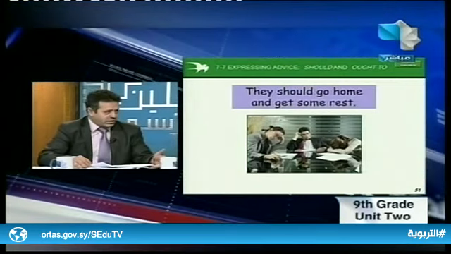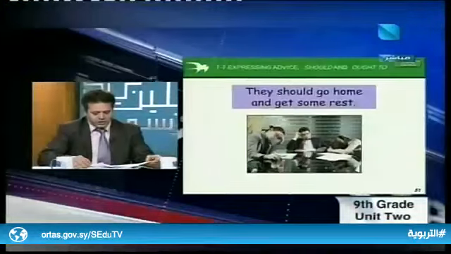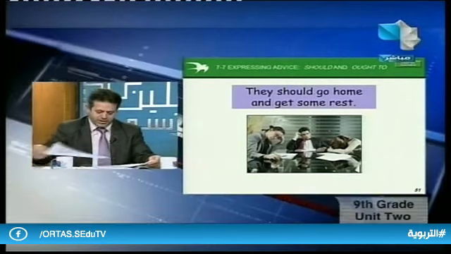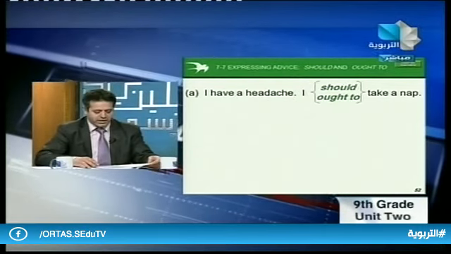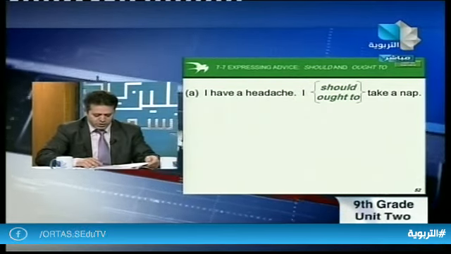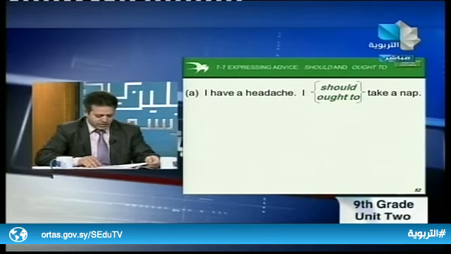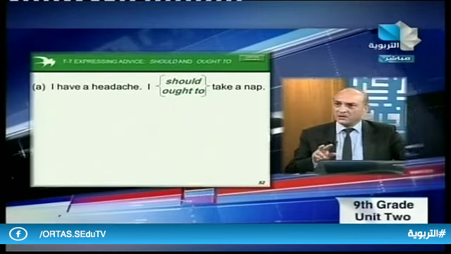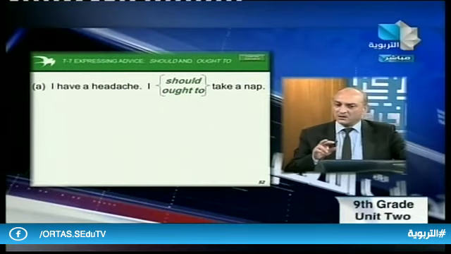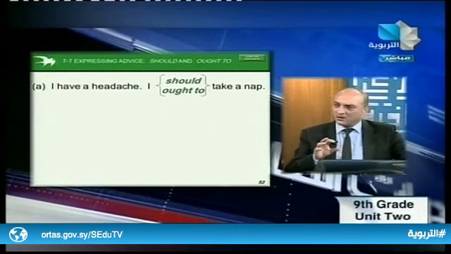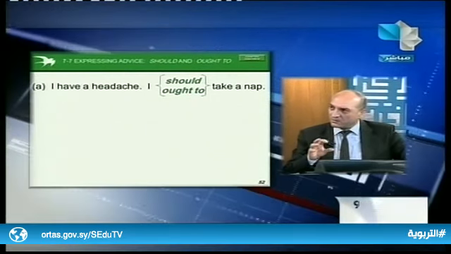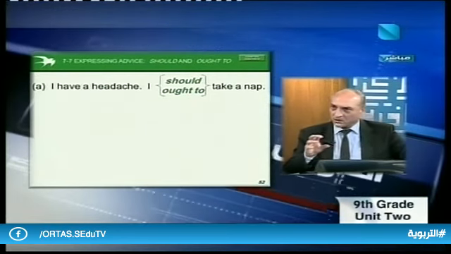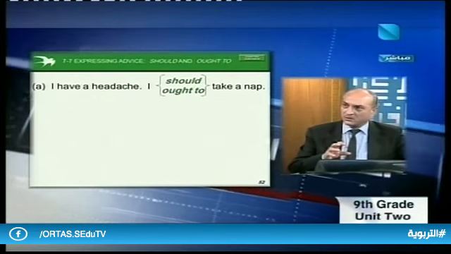For example, they are tired, so we say they should go home and get some rest. Very nice. Expressing advice: should and ought to. Both of them express advice. And we can add had better later.